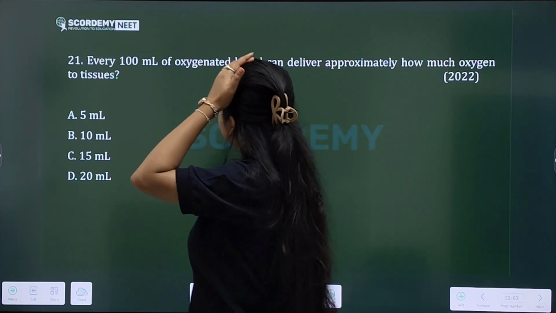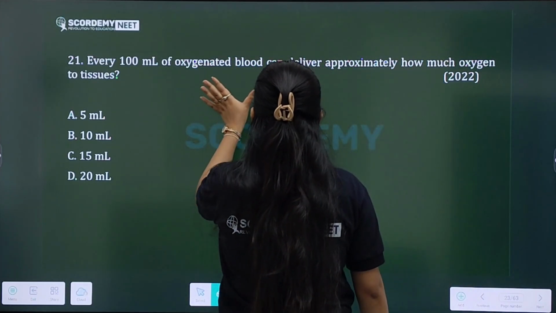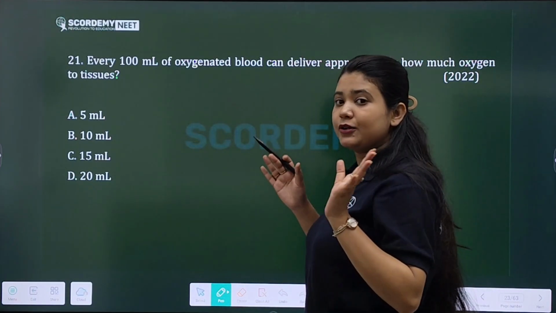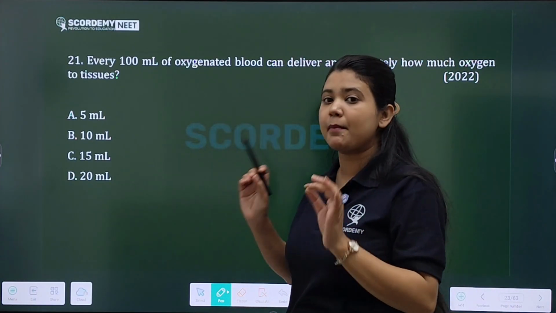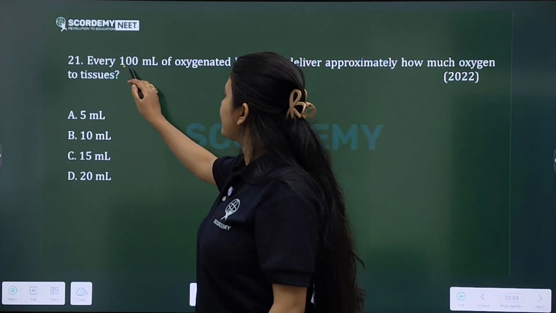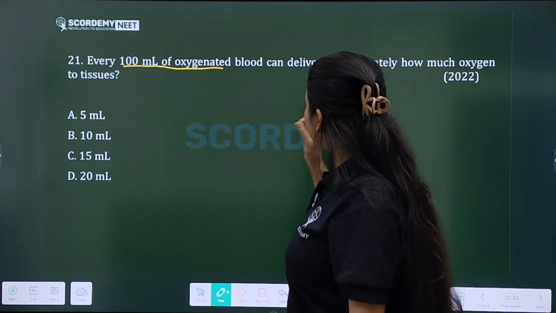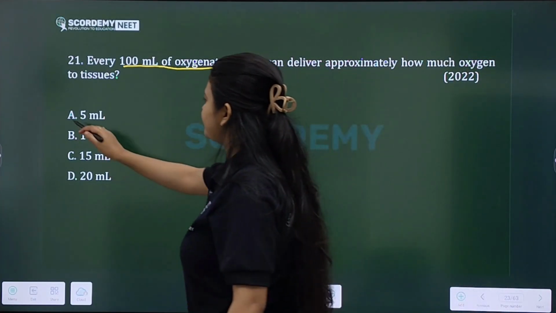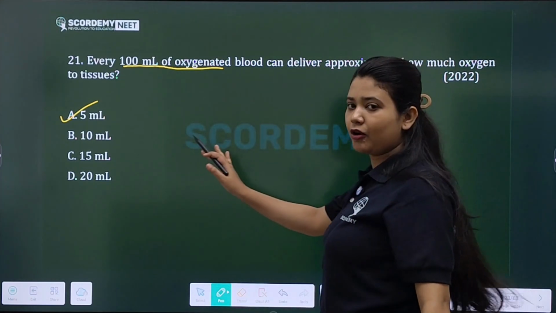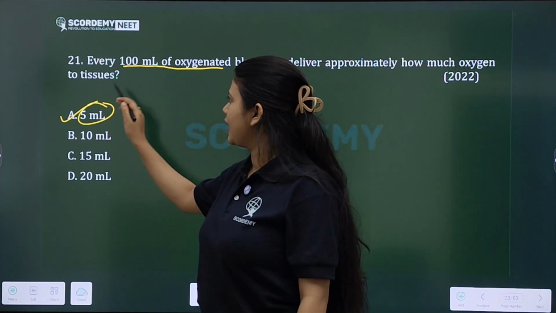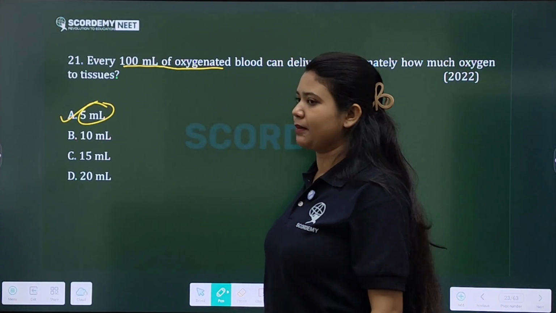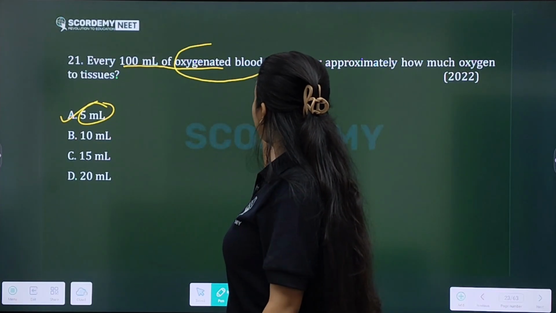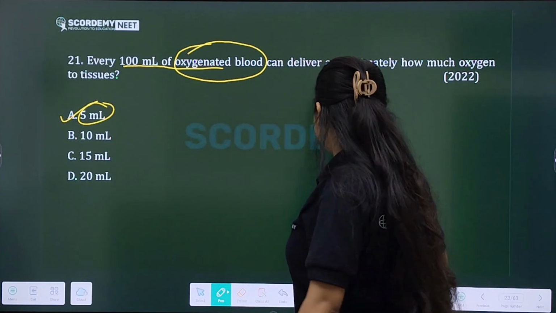Every 100 ml of your oxygenated blood can deliver approximately how much oxygen to tissues? This is again a factual question, and you have to remember this important fact. The answer is 5 ml. Remember this figure: 100 ml of oxygenated blood delivers 5 ml of oxygen to tissues. But remember, it is oxygenated blood, not deoxygenated blood.